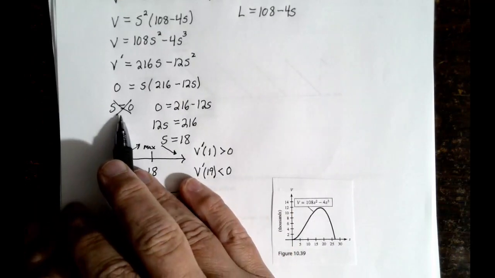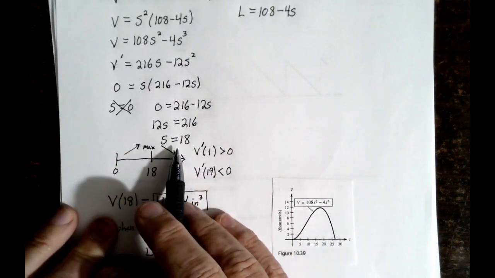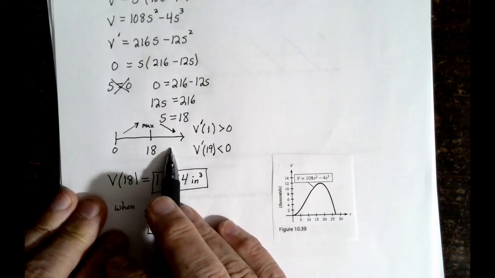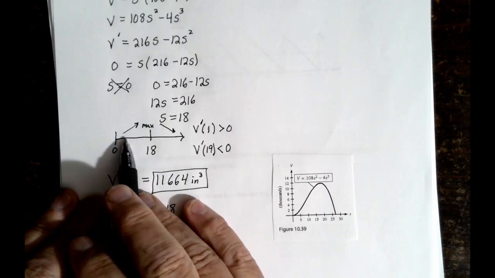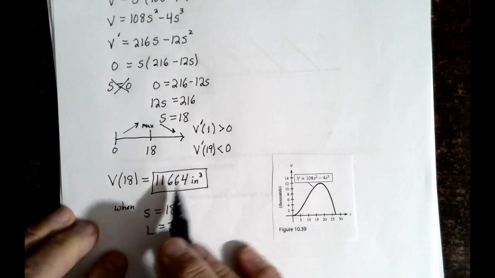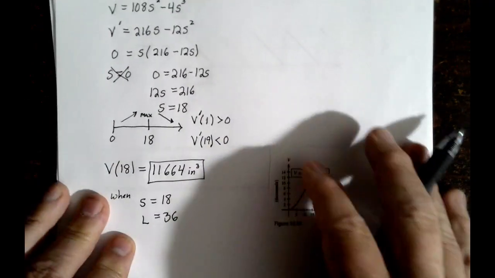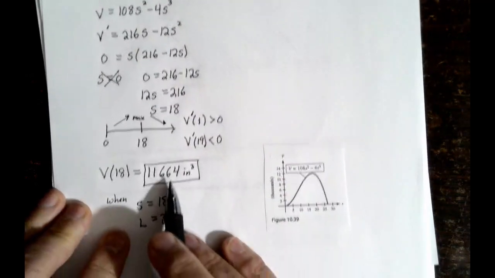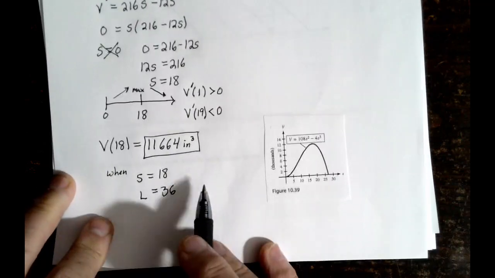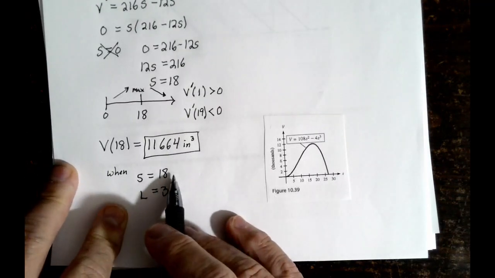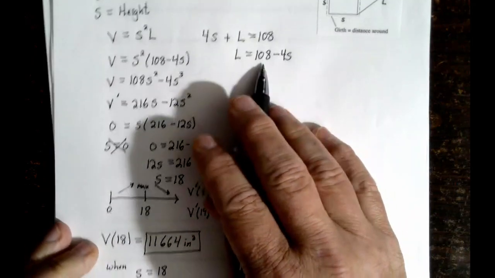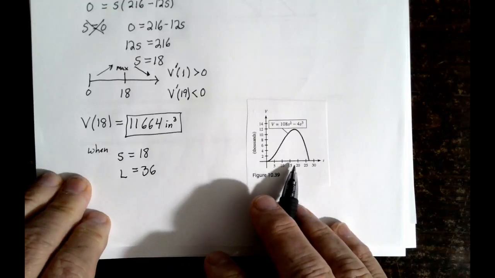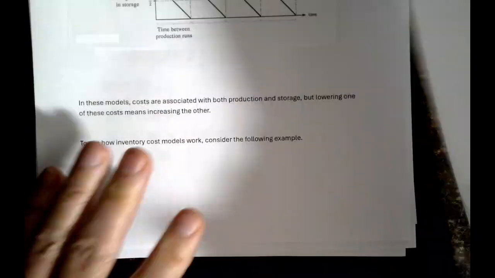This one gives you side equals 0. That makes no sense. The side has to have a positive distance. This one will give you 18, and you check 18 with your sign diagram, and you get plus minus, so it's a maximum there at 18, and that's what we're trying to do, is maximize the volume. So when you plug 18 into the volume here, you get 11,664 inches. So when S is 18, go up here and plug 18 in there, and you get L is 36. And here's your graph that shows that when S is 18, you get a maximum in volume.